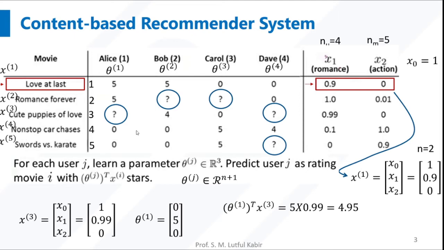And this is understandable because this particular movie falls into the group of romantic movies. That's why the prediction is correct. And the correctness depends on how you find out this theta j, or theta 1 in this case. But we'll talk about later in later slides how to find out theta j. So our next discussion will be how to find out the parameters for a certain user. That means the parameter vector for a certain user.